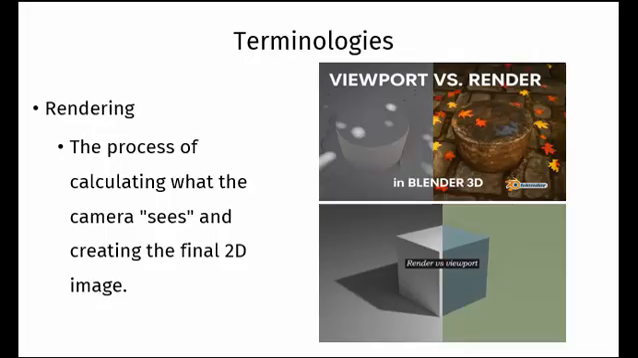Okay, so in Blender you may see an object in the viewport. Blender is a 3D software that creates 3D graphics. But the final rendered image can look very different because the computer calculates the actual lighting, the shadows, textures, reflections, and other visual effects.